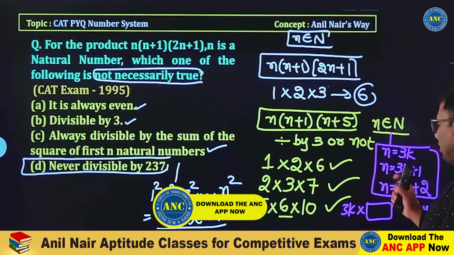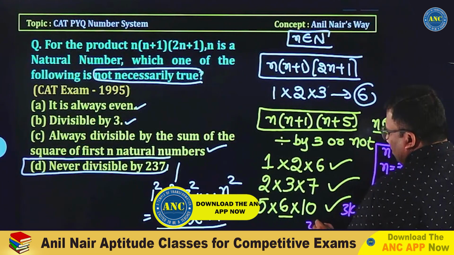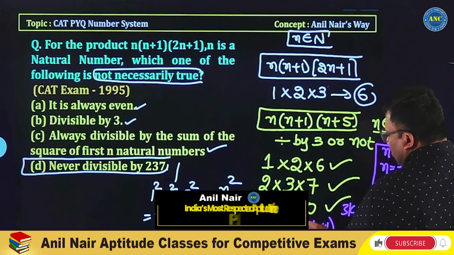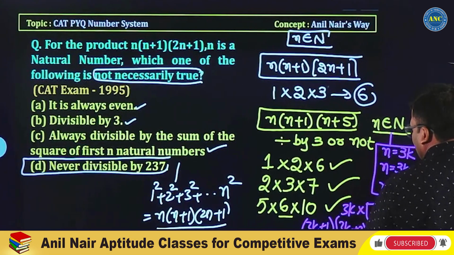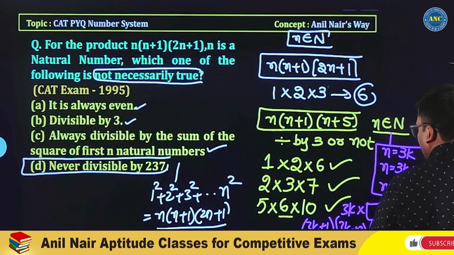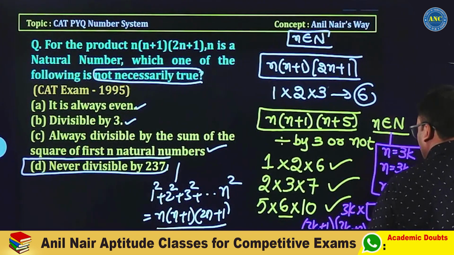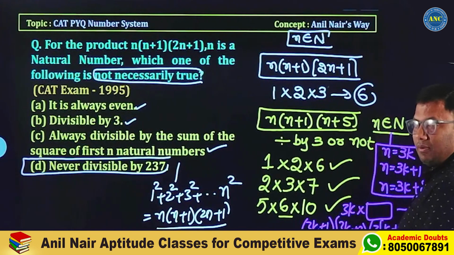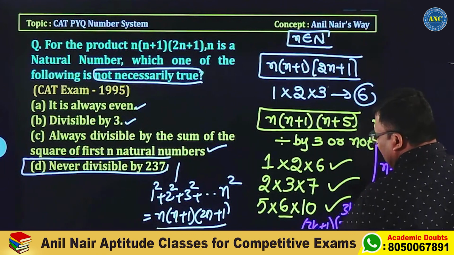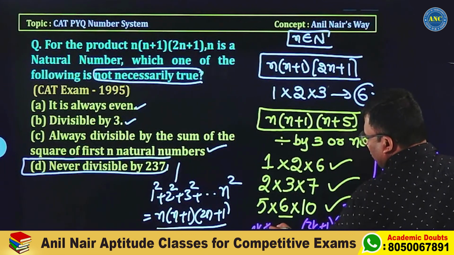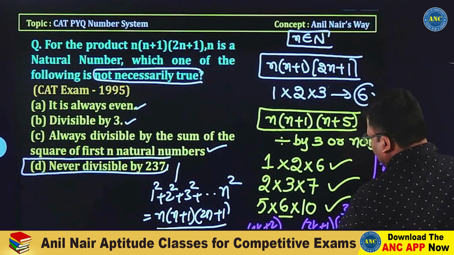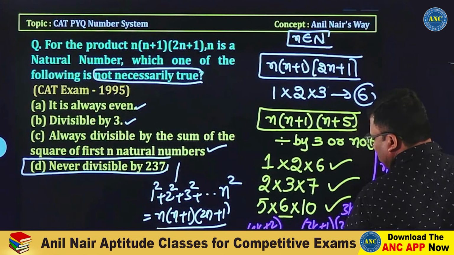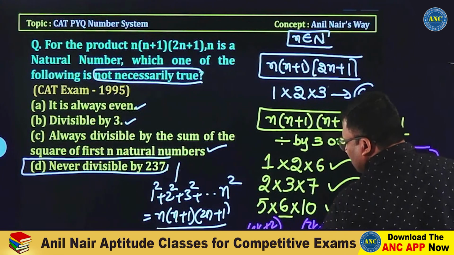If I take n as 3k plus 1, n plus 1 is 3k plus 2. Next is 3k plus 1 plus 5, which is 3 into k plus 2. 3 into any number is divisible by 3. If n is 3k plus 2, 3k plus 2 into 3k plus 2 plus 1, which is 3k plus 3, into 3k plus 7. This is also divisible by 3.